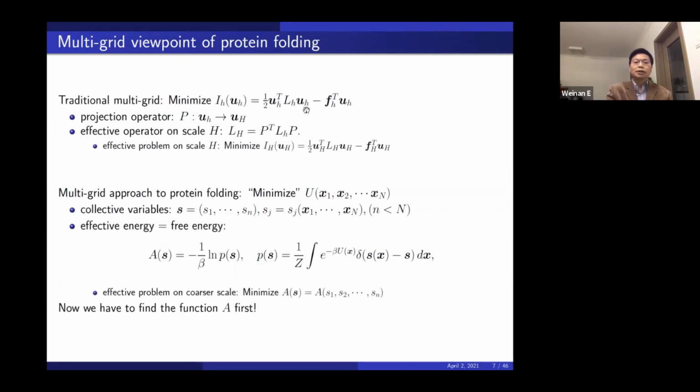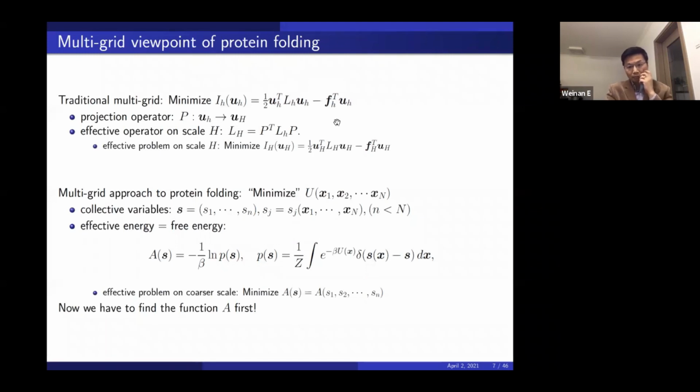And UH is, say, the solution of a finite element discretization on some fine grid. Well, in multigrid, we have a projection operator that maps to functions on coarse grid, and then we have an effective operator on coarse scale. And that effective operator is very easily defined through this projection operator. And then we just minimize the similar function on the coarse grid, and then we iterate.